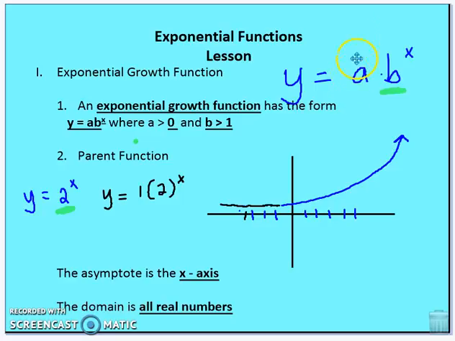The parent function for an exponential growth function is y = a times b^x, where a has to be greater than 0 and b is greater than 1. The growth function is similar to y = 2^x, which is why I represent it here. In this case, the asymptote is the x-axis, so the graph gets closer and closer to the x-axis, but never touches it as x becomes more and more negative. And the domain is all real numbers, so you can substitute any value in for x and get a real number result out for y.